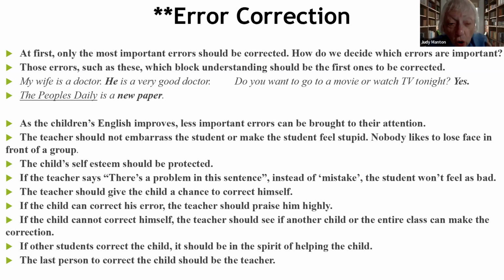If the child can correct his error, the teacher should praise him highly. If the child cannot correct himself, the teacher should see if another child or the entire class can make the correction. If other students correct the child, it should be in the spirit of helping the child. Then the last one to correct would be the teacher.